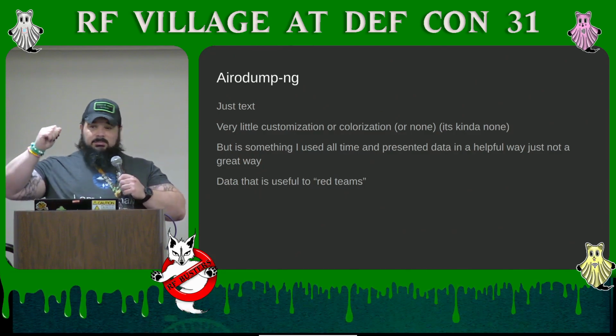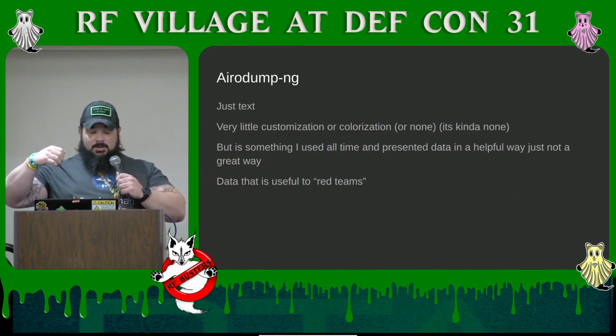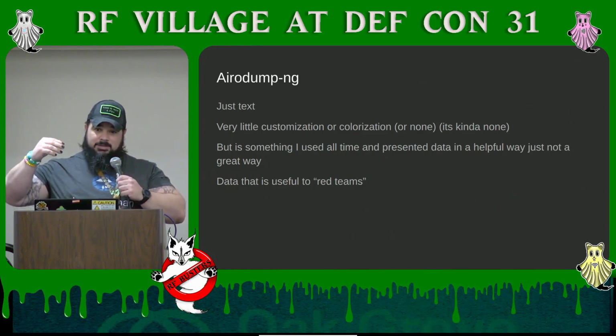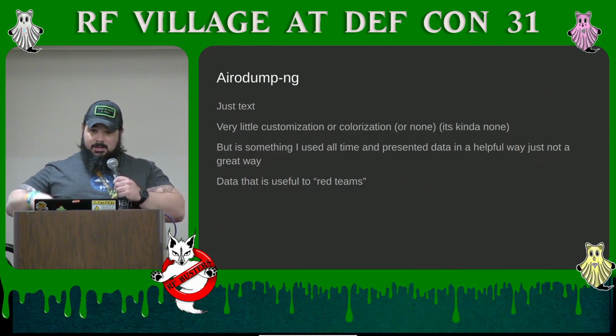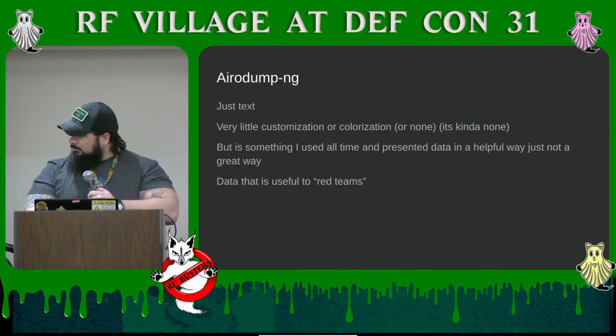There are 6 access points. Some of them have WEP. Some of them have WPA2. Some of them have WPA3. Here's the crypto. Help yourself.